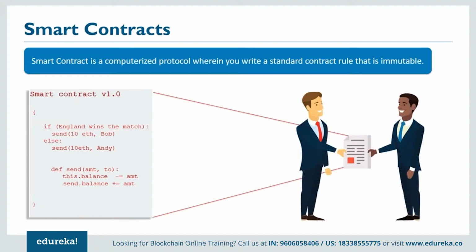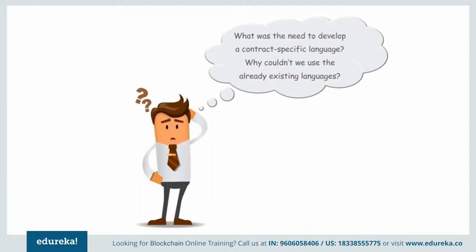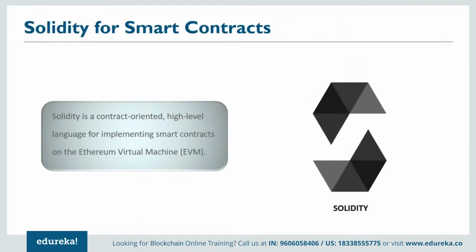Now the codes in these smart contracts are written in a special contract-specific language called Solidity. A question will naturally arise over here: why was there a need to develop a contract-specific language? Why couldn't we just use the already existing languages like C, C++, Java instead? So let's see why Solidity is preferred over other languages. Now Solidity's syntax is very similar to JavaScript.